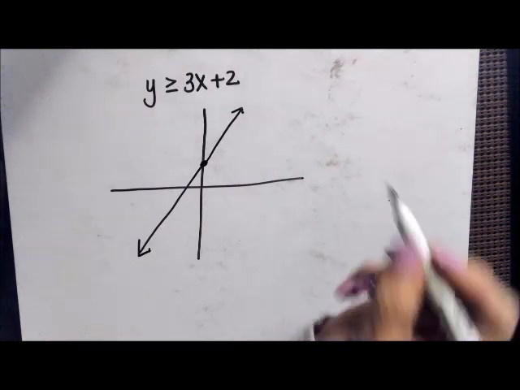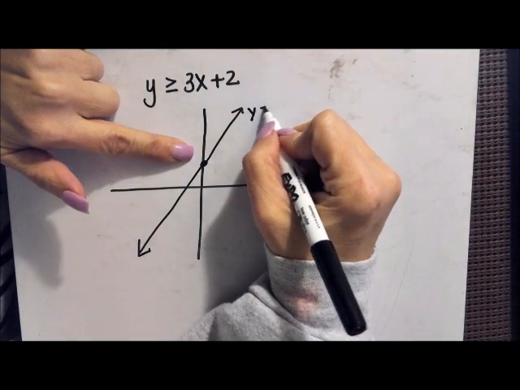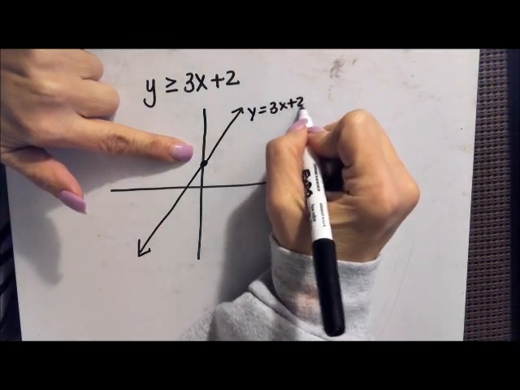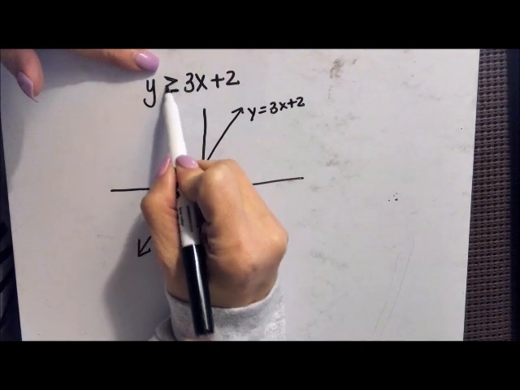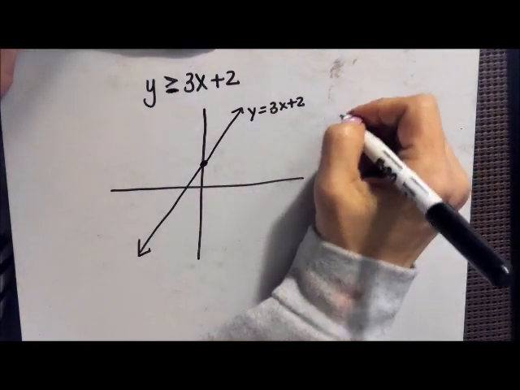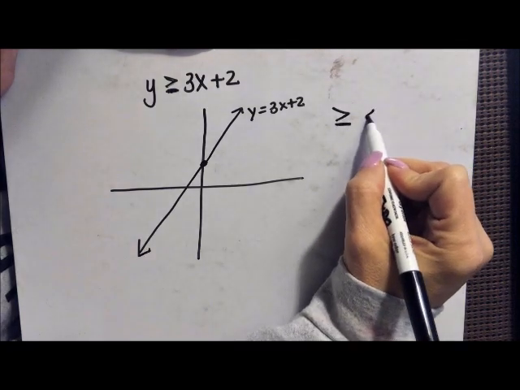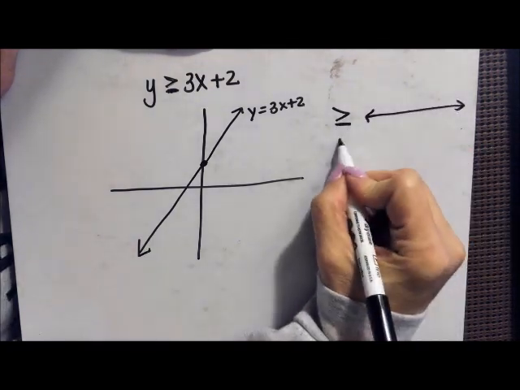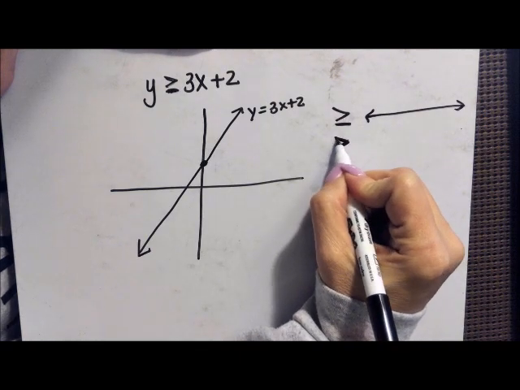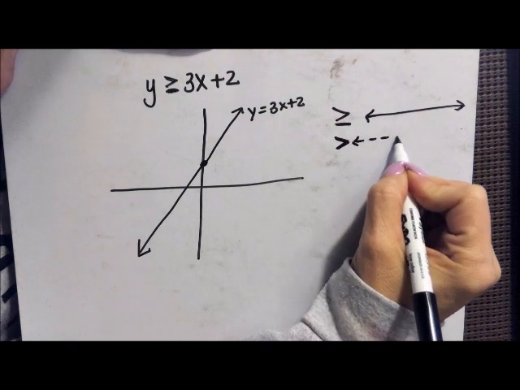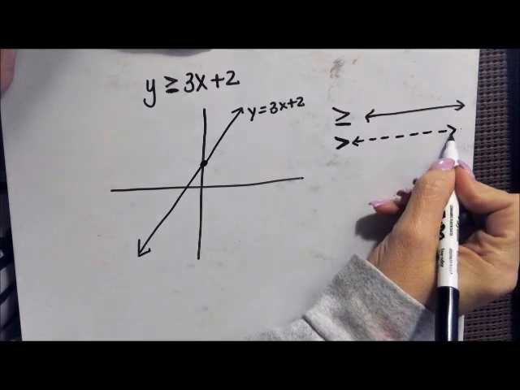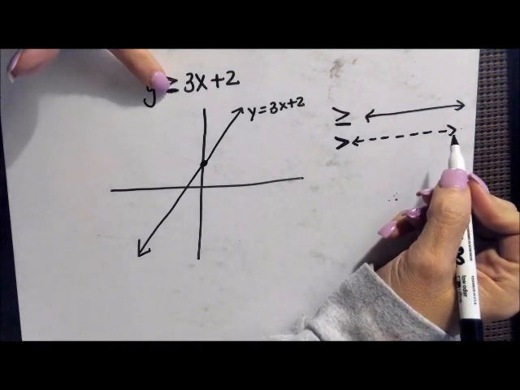That would be the equation. This right here is y equals 3x plus 2. But I need to do greater than or equal to. Remember, when it has the line underneath it, that means my line is solid. When it doesn't, when it's just the greater than, I have a dashed line or a dotted line, as some people call it. This particular one is a solid line.